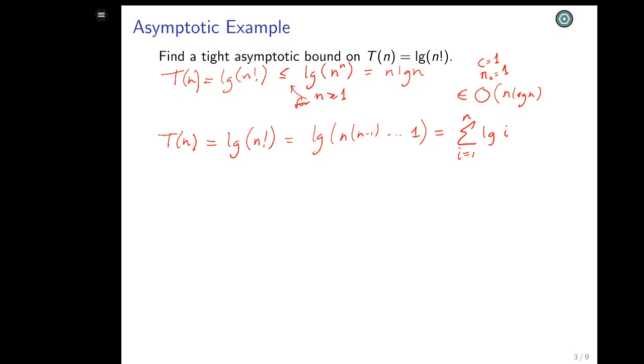But this is the hint. The hint is, if I look at this sum, I want to show that this sum is greater than or equal to some constant times n log n, right? I want to show that it's big. It is not true that all of the terms in this sum are big. Log of 1 is 0. So there are many terms in this sum that are small. But, here's the hint, there are many terms in this sum that are big.